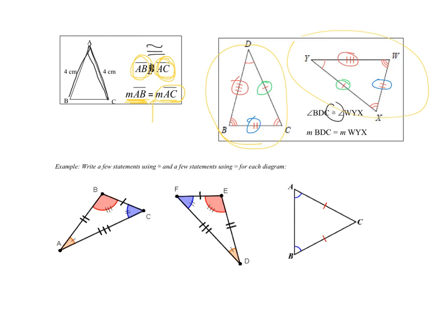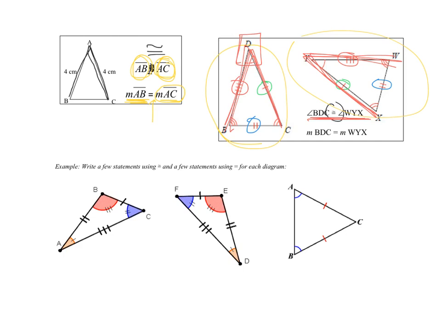So just one example is that angle BDC is congruent to angle WYX. So that's this angle right here, angle BDC, that matched up with angle WYX. So that angle, because they're referring to geometric figures, it's an angle, they're congruent.